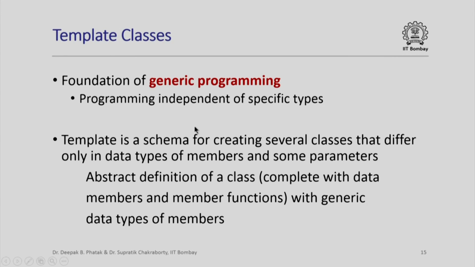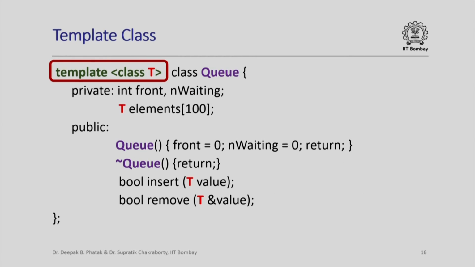Template is basically a schema for creating several classes that differ only in the data types of their members and in the values of some parameters. So basically templates allow us to give an abstract definition of a class. The definition of the class is complete with data members and member functions. However, the types of several data members and member functions are going to be generic data types rather than specific data types. So here is how a template class for the queue that we wanted to define might look like.